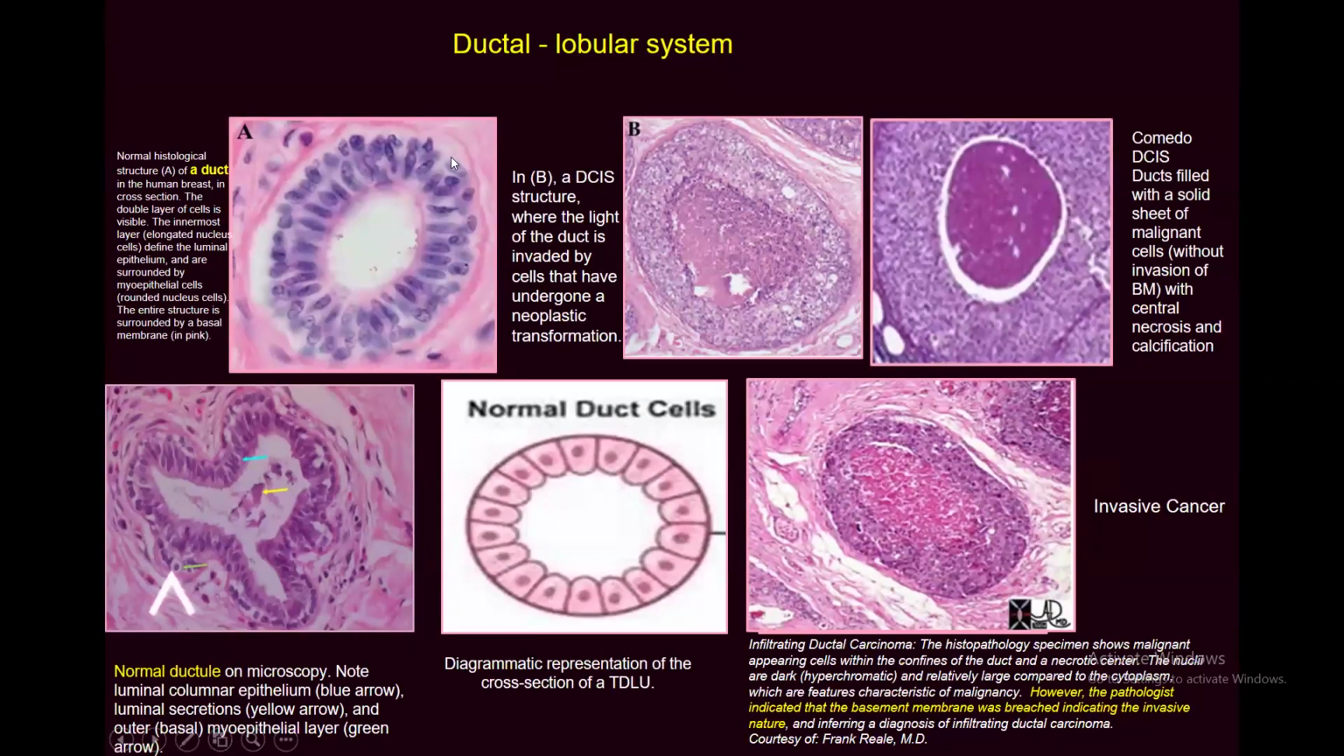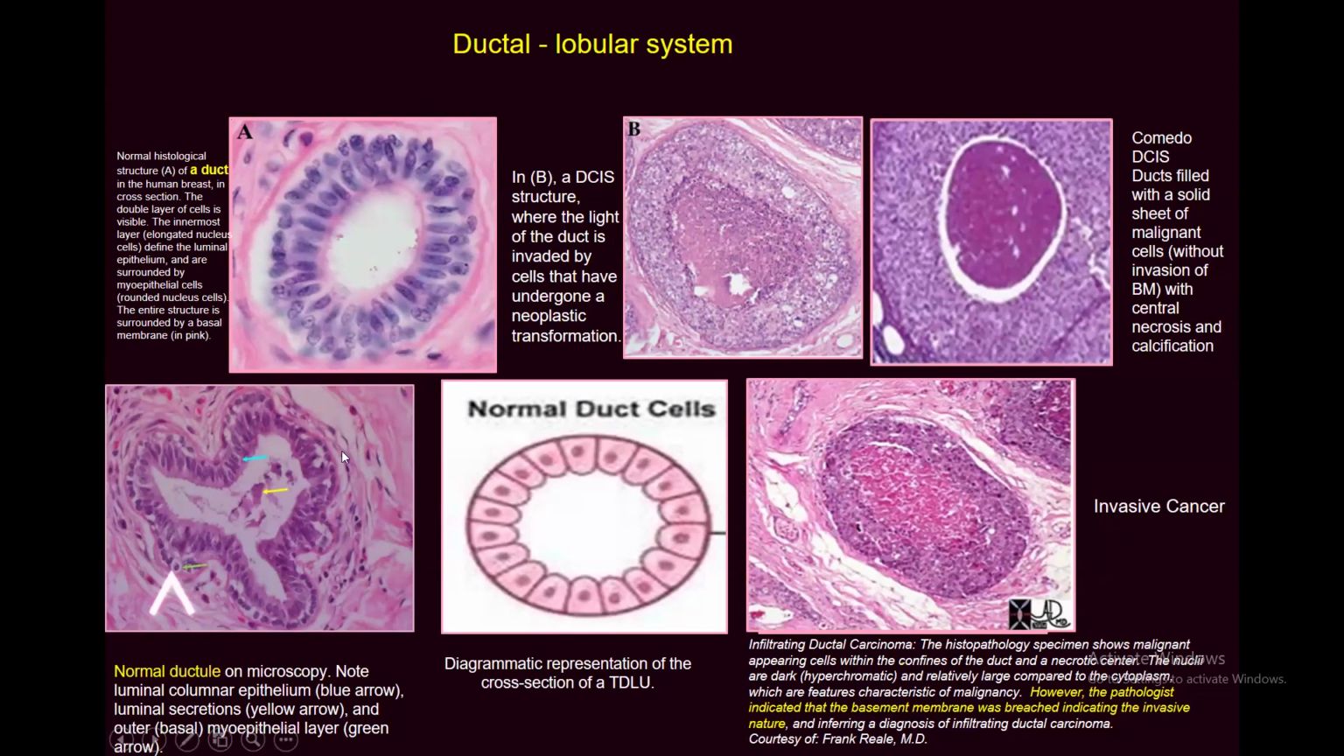And here we can see a normal duct: this is the luminal epithelium, and this is the myoepithelium and basement membrane. These are all histopathology images, and this is just an illustration of normal duct cells. These are examples of ductal carcinoma in situ. This is an example of invasive ductal carcinoma with a breach in the basement membrane. To me, it is not clear, but Dr. Nadia might comment on this.